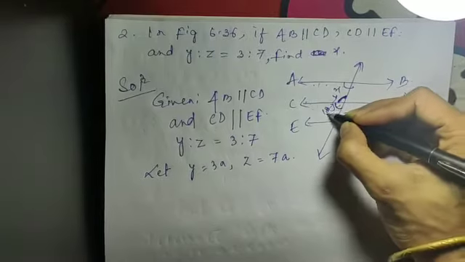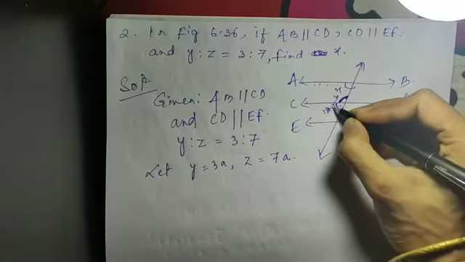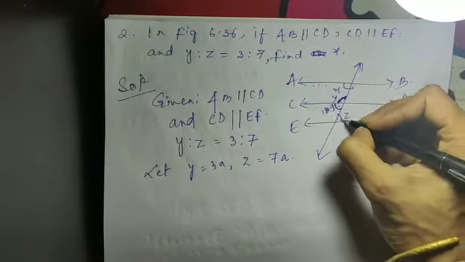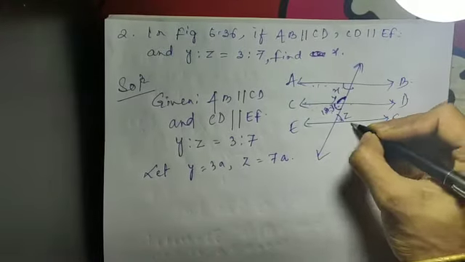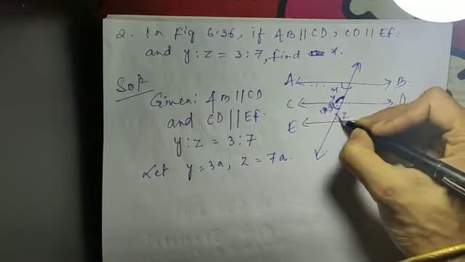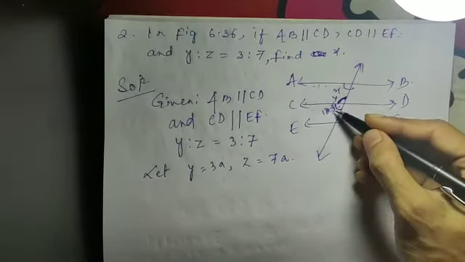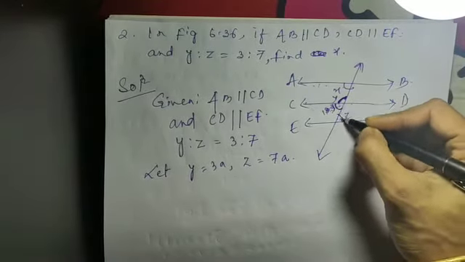Then this will be 180 minus Y. Done? Now this is Z, and this is 180 minus Y. These two are alternate angles, or not? That means Z is equal to 180 minus Y, yes or no? CD is parallel to EF, so Z is equal to 180 minus Y. Why? Because this is forming interior alternate angles.